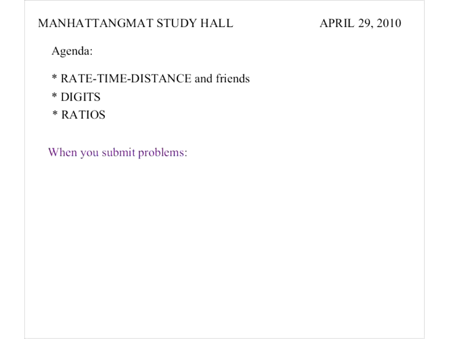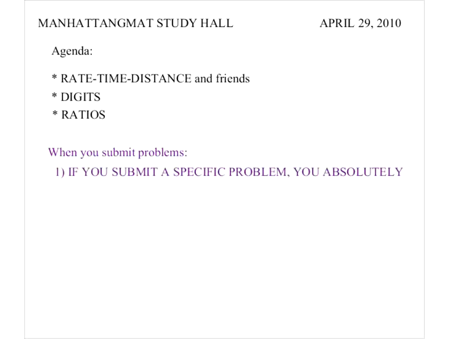The first thing is, if you submit a specific problem, you absolutely, bar none, you absolutely must quote the source of the problem. We had about 15 people submit problems in the last 2-week interval that had no source, and so we just can't use those. They gave us a question with 5 answer choices, and it looks like a GMAT problem, but we don't know what the source is. Because the issue is that we can't really violate copyright here.